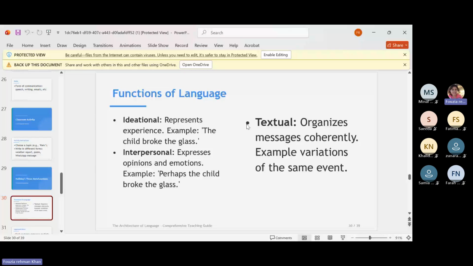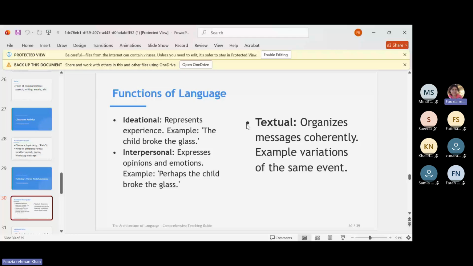For instance, "the child broke the glass." This is just telling the experience in simple terms. And then when you say, "oh, the child broke the glass," or perhaps "the child broke the glass," that becomes interpersonal. And textual organizes the message, how the message is coherently organized. So textual function looks at the coherence of the message, right? We'll go into detail of these functions in a while.